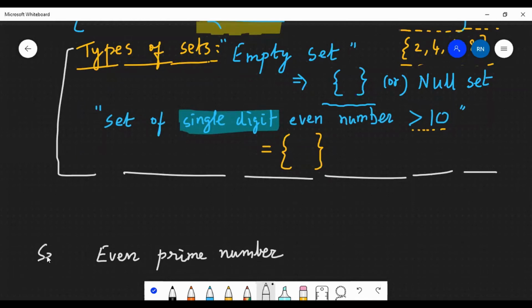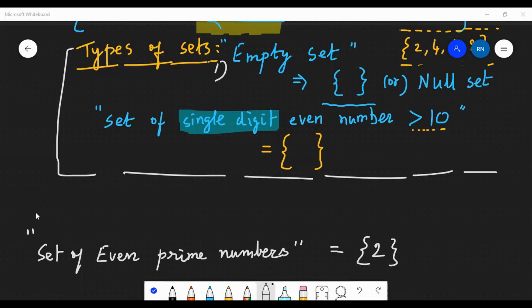The set of even prime numbers I mentioned. Now what is the answer in roster form? Anybody? 2. Yeah, very good. There is only one prime number which is even.